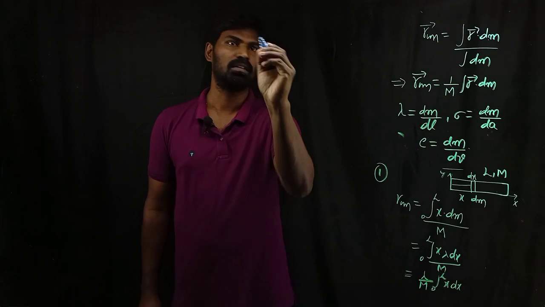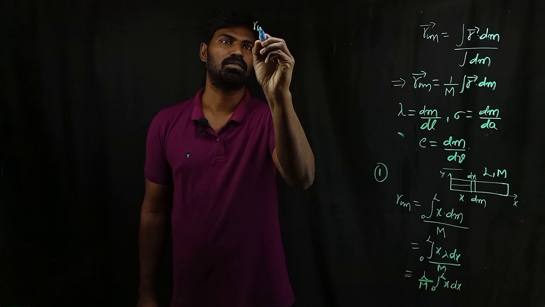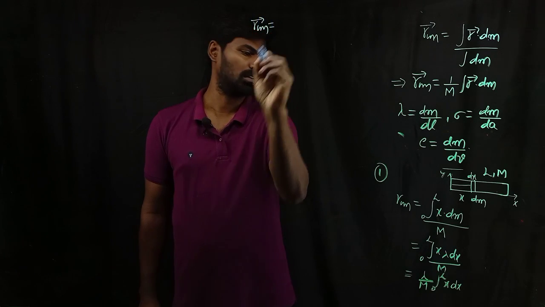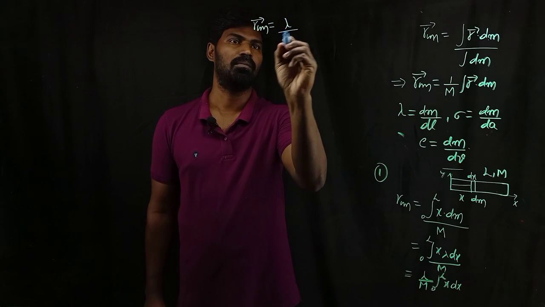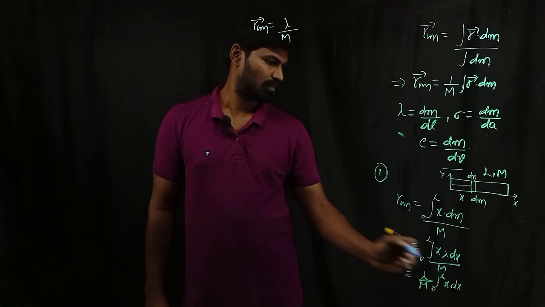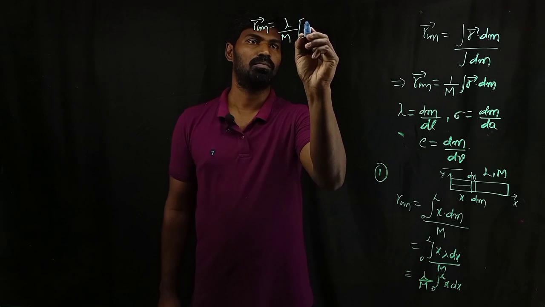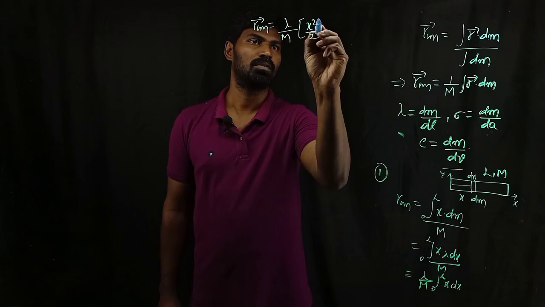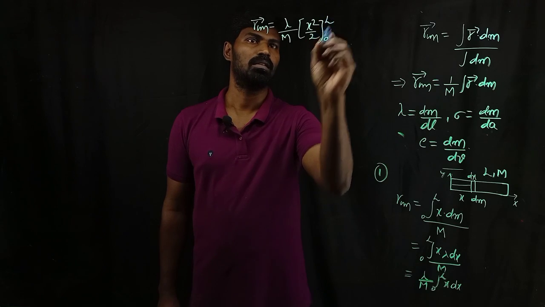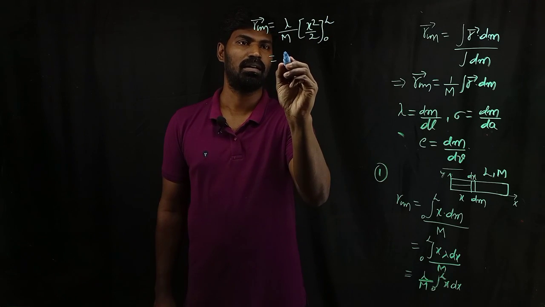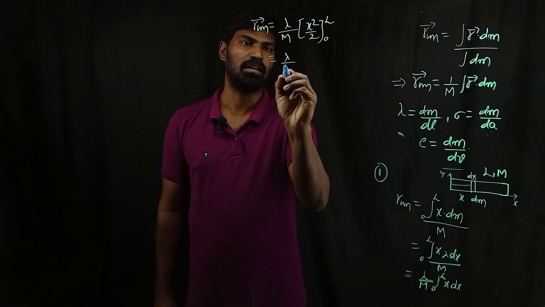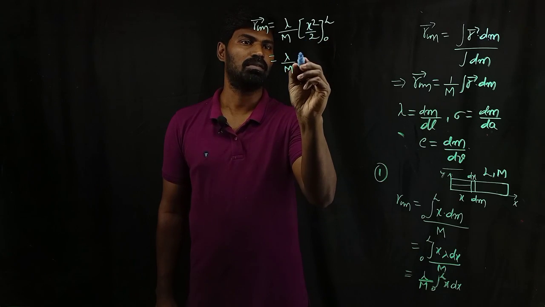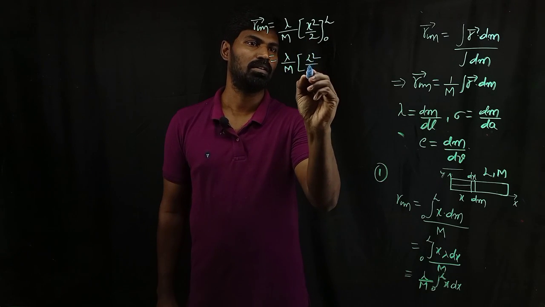The integration of x is x squared divided by 2. If I substitute that, R center of mass is equal to lambda divided by M into x squared divided by 2 between the limits 0 to L. So if you substitute, what is lambda? Let me write lambda only, into this will become L squared divided by 2.